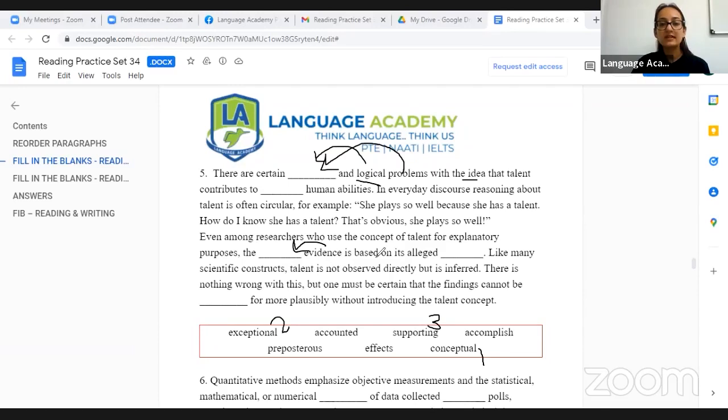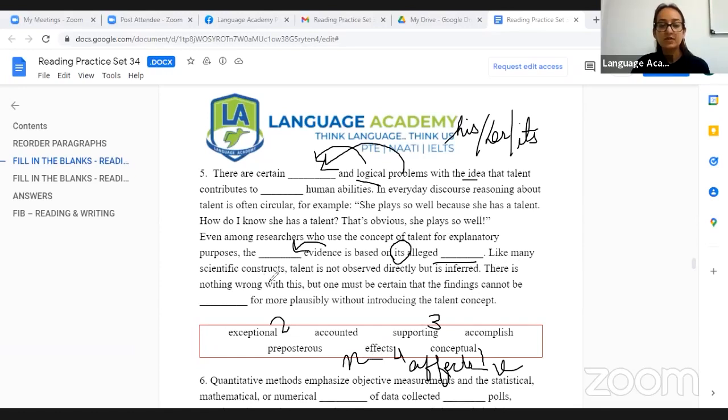The supporting evidence is based on its alleged dash. So whenever you have a blank after a possessive pronoun, that is his, her, its, you always put a noun in that case. So here a noun is needed. If you look at the options, we had only one noun, which is effects. The one that starts with A is a verb, affect. So if by chance you have affects and effects, both of them given, if you need a verb, you should select the one with A. If you need a noun, we should select the one with E, effects.